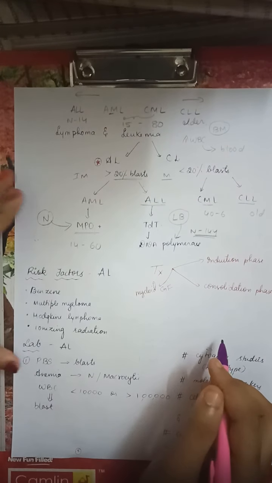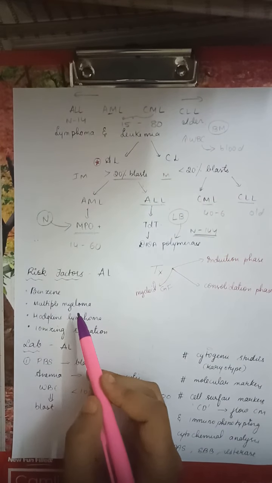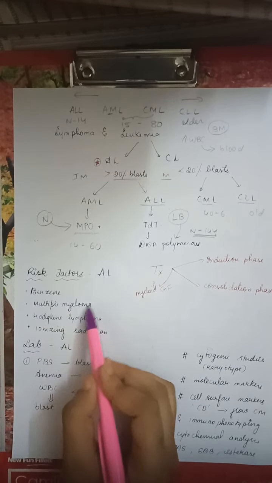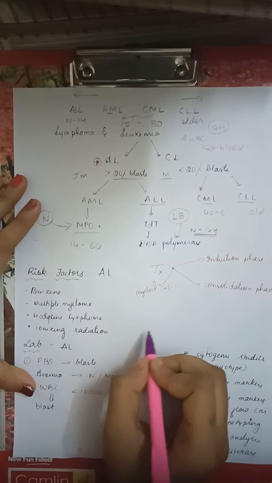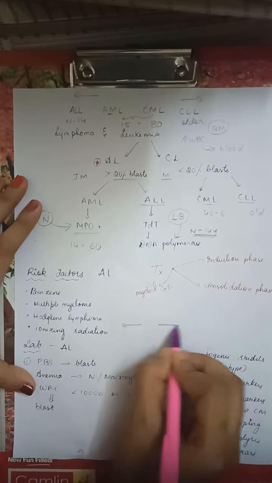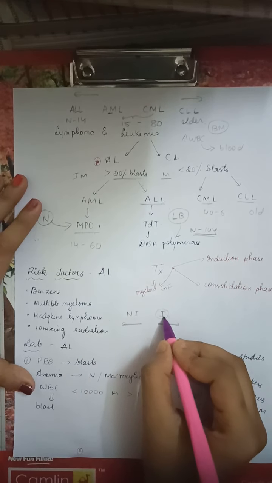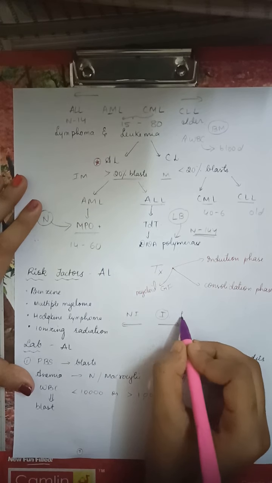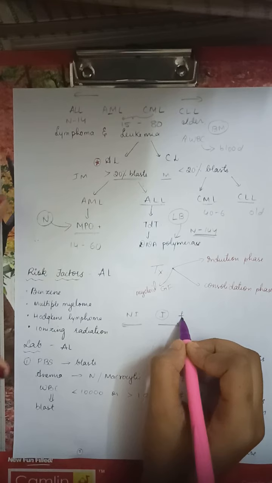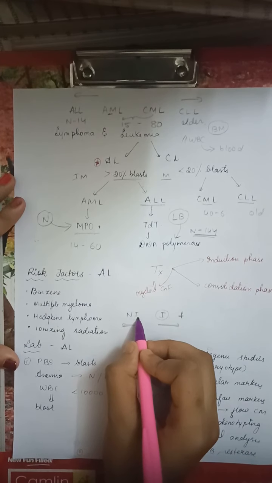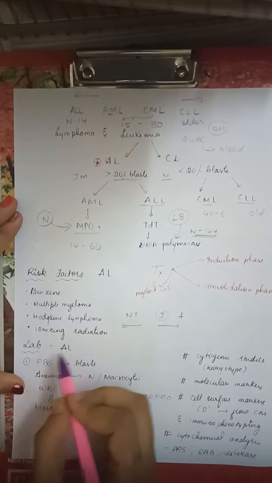Okay, now coming to risk factors. Risk factors of acute leukemia, like all carcinoma we know, are benzene, multiple myeloma, Hodgkin's lymphoma, and ionizing radiation. When we talk about radiation, this is non-ionizing and this is ionizing. Whenever I say ionizing radiation, these have high frequency, therefore they have more risk of causing cancer compared to non-ionizing radiations. This is the risk factor then of acute leukemia.